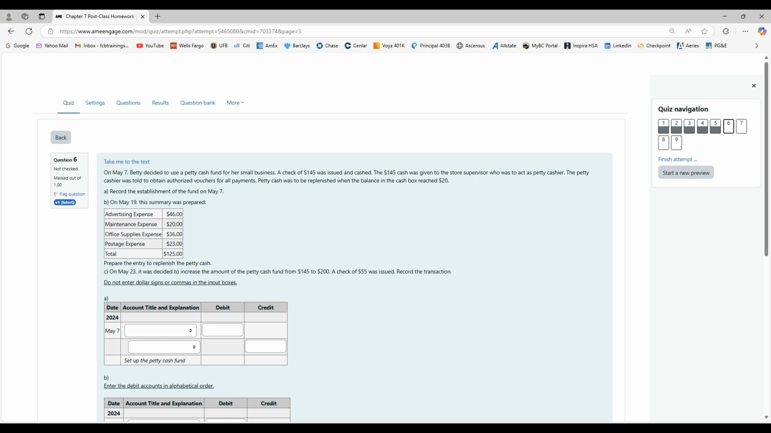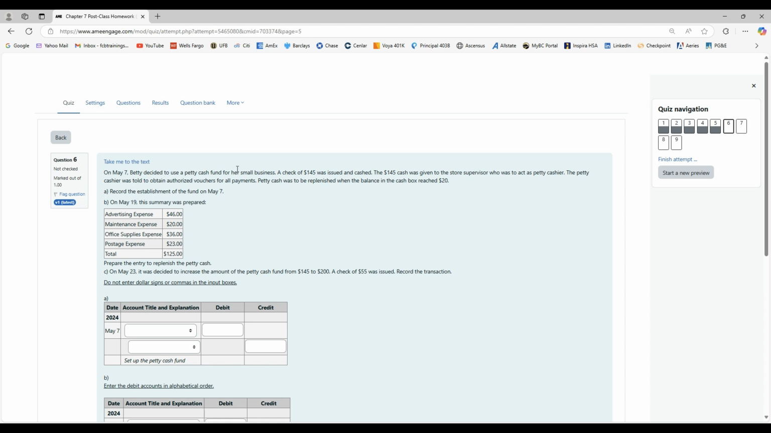Okay. So the next problem, question 6. All right, in chapter 7, we're not going to look at bank rec problems necessarily, but we're going to look at petty cash. And so, a reminder that petty cash is just kind of like cash on hand at a business for small purchases. And let's take a look.